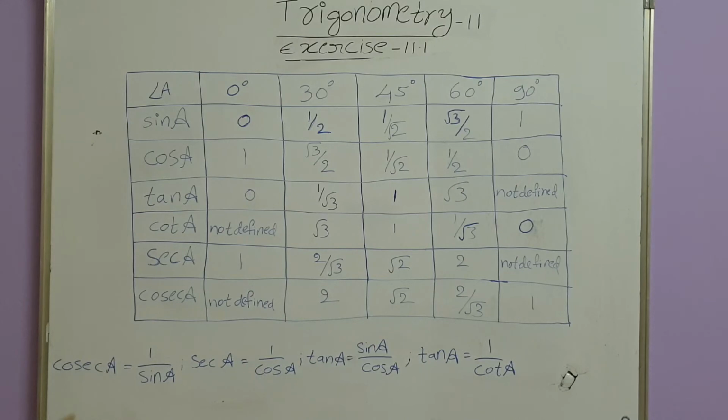And cosec A is equal to 1 by sin A. Sec A is equal to 1 by cos A, and tan A is equal to sin A by cos A, and tan A is equal to 1 by cot A. Remember this table. This is a very useful table.